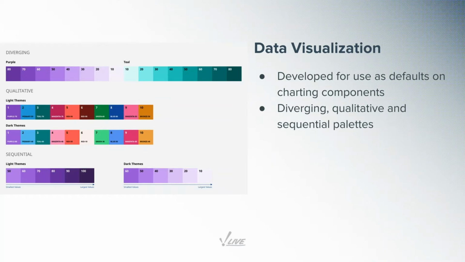Finally, we also have these data visualization palettes, which I don't think I've previewed just yet. We're primarily going to be using these in our charting components. So we went ahead and developed diverging, qualitative, and sequential data visualization palettes. Each of them has specific use cases depending on the type of data that we're going to be representing, or maybe even the chart type that we're using them within. I'm going to go into a little bit more detail on that later, but just a quick preview of what those palettes look like visually.